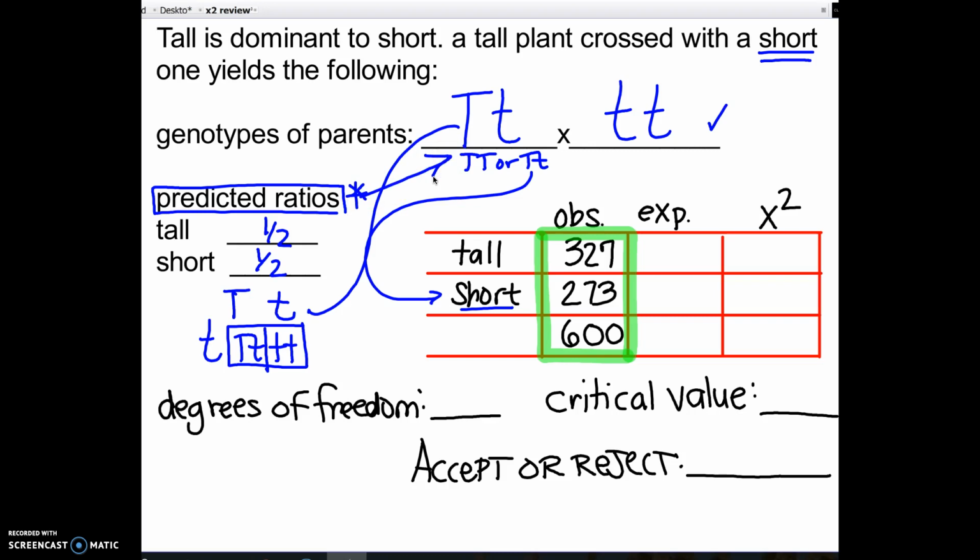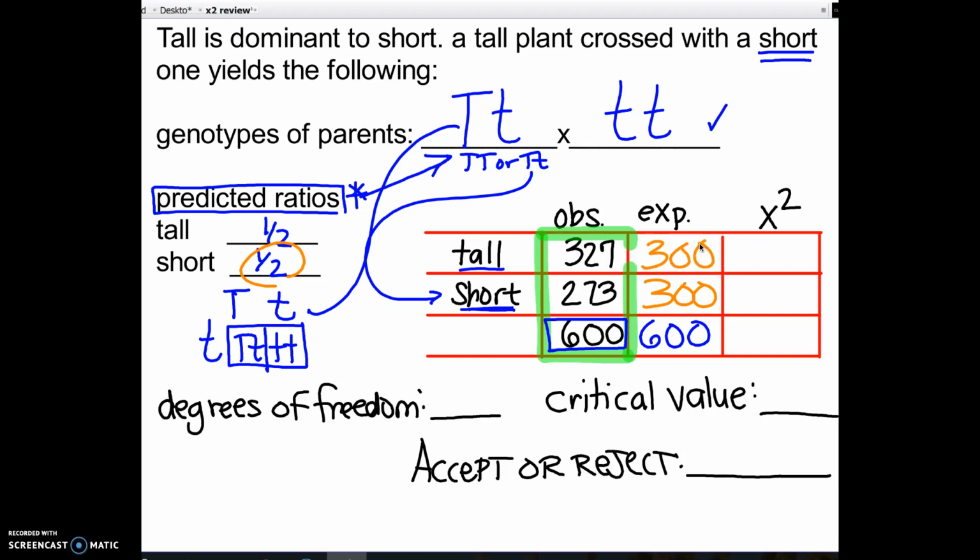The next step in your chi-square test is to fill out the table. So if we had 600 offspring observed, then our expected needs to also be out of 600 offspring. In other words, we want to know how many of the 600 should have been tall and short based on our predicted ratios. Now in this particular cross, we predicted half and half. So this one's going to be really easy. Half of 600 is 300. And again, the other half of 600 is 300. So our expected in this is going to be 300 of each.